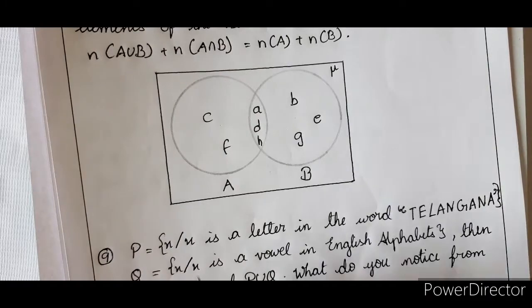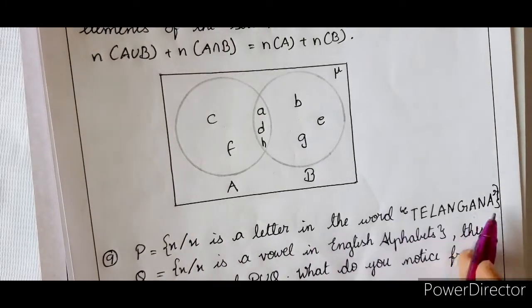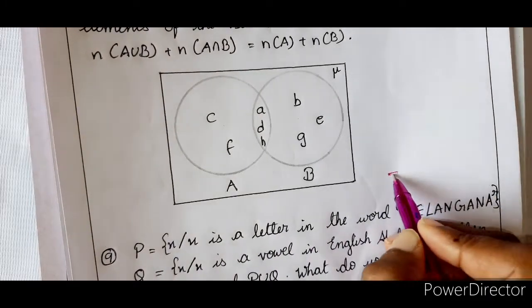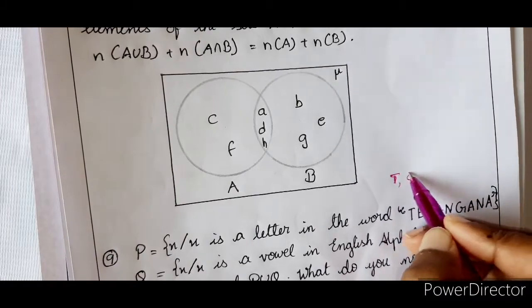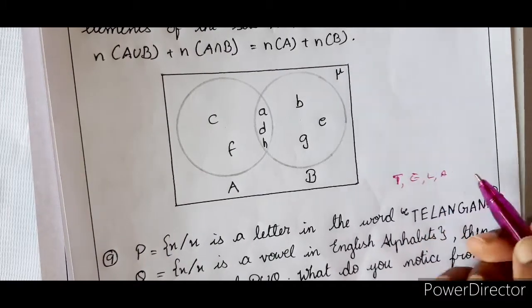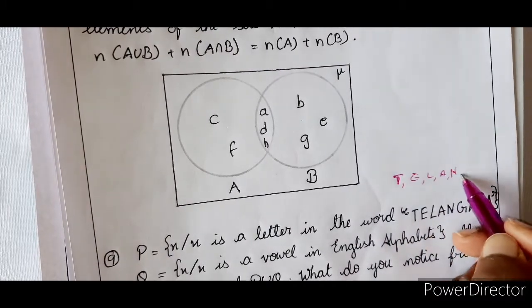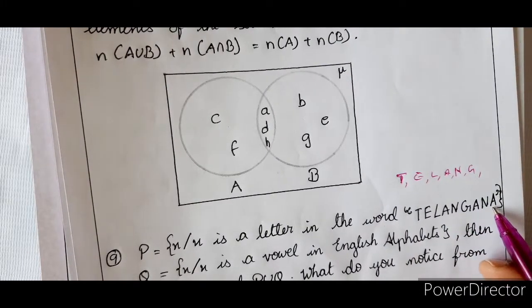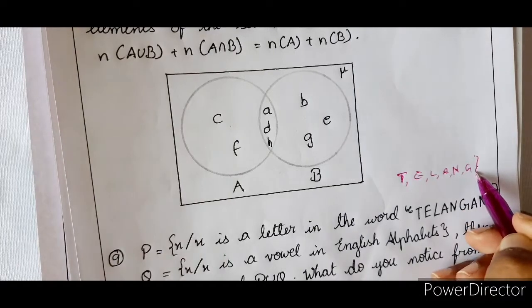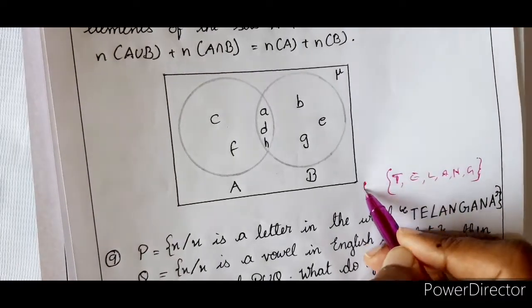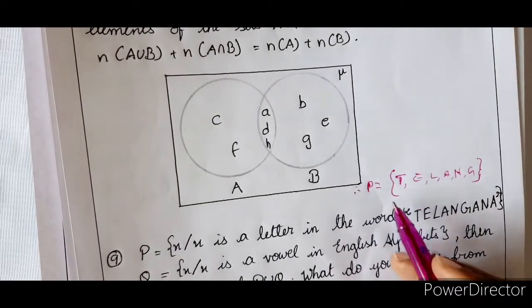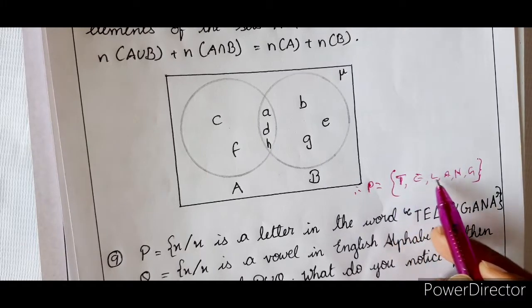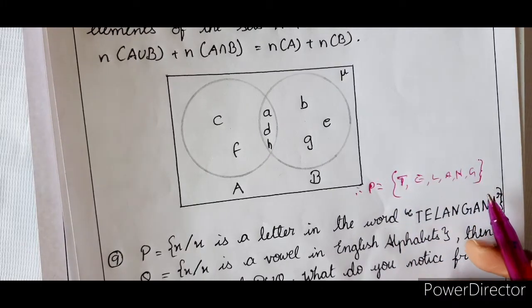Okay. So now X is a letter in the word Telangana. What letters do you have? T is there, E is there, L is there, A is there, N is there, G is there. A is repeated, N is repeated, A is repeated. So these are the letters. Therefore P is equal to, you can say, 6 elements are there.